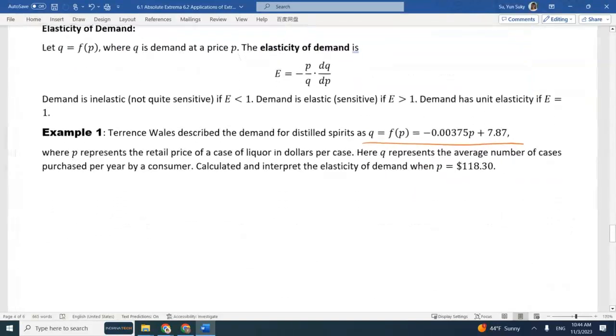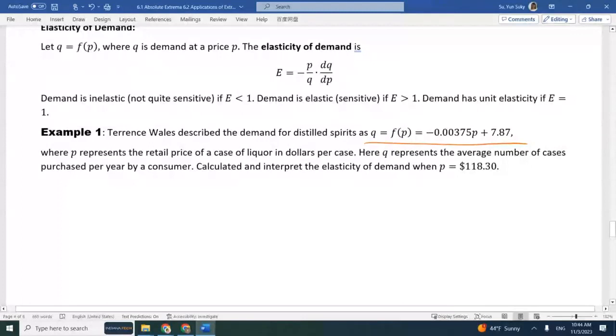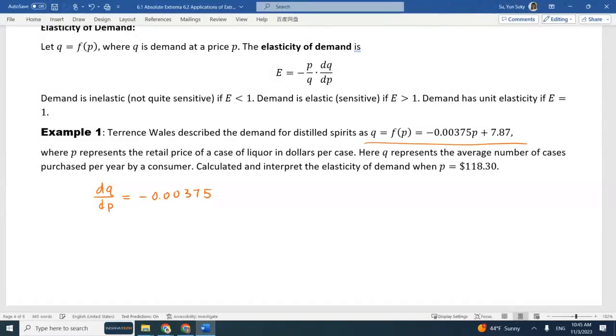Okay, so this is Q. We find the derivative. What's dq over dp? What's the derivative of this function? Joseph. Yeah, just the negative 0.00375. Right, everybody? And the next term, the derivative of a constant, is 0.